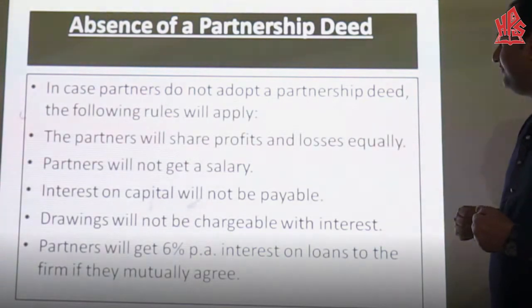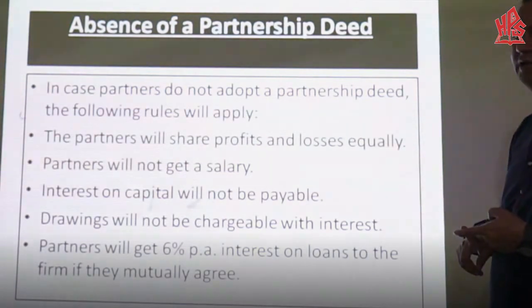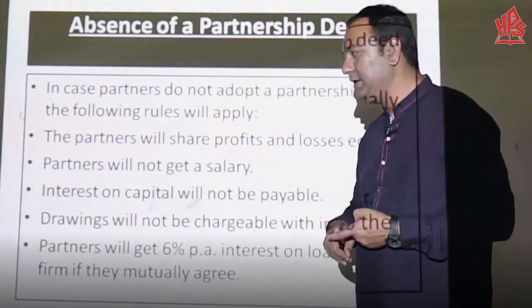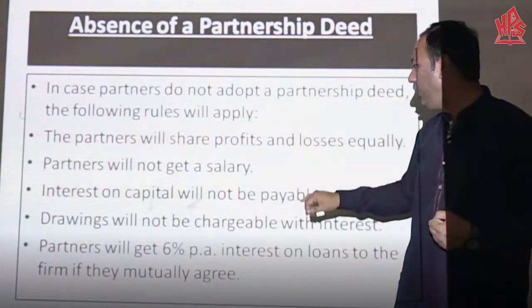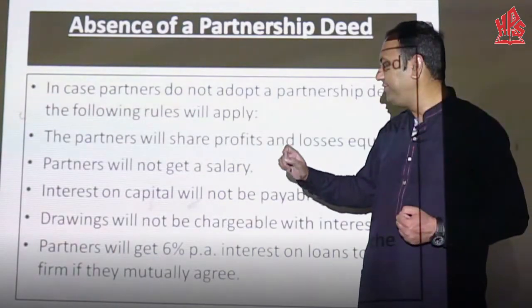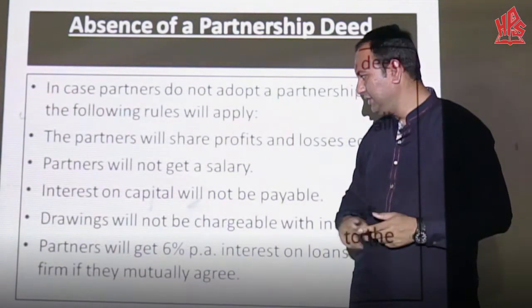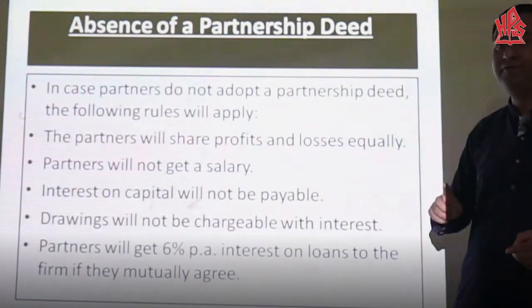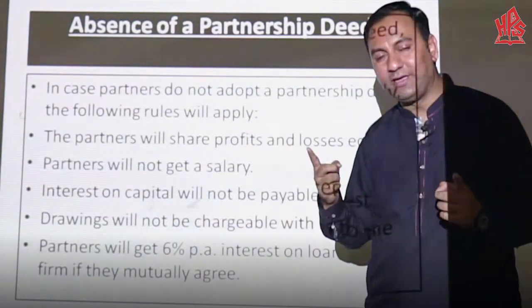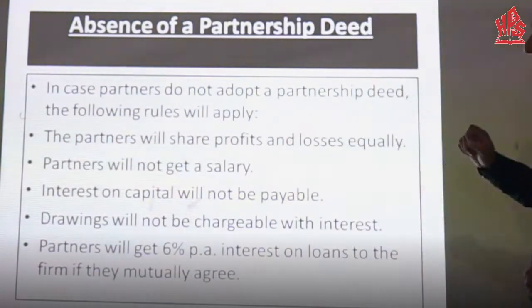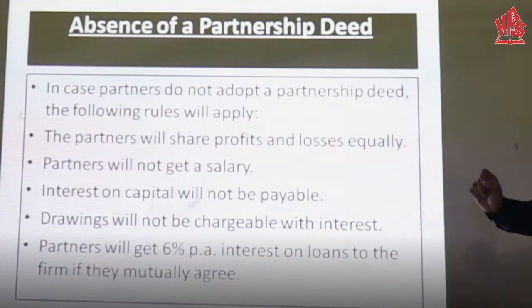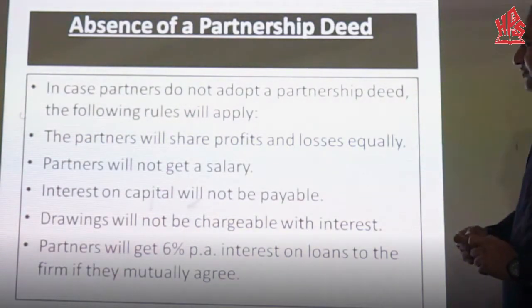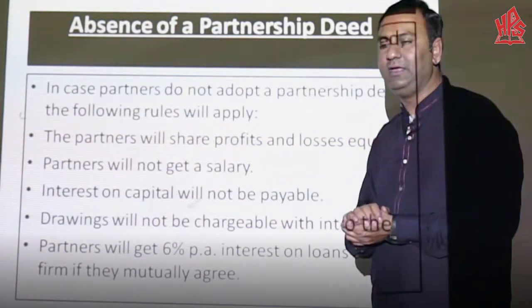Interest on capital will not be payable. If it was not decided before making the partnership agreement, then interest will not be payable. Partners will not get a salary. Drawings will not be chargeable with interest if it was not decided before making the partnership. But a partner will get 6% per annum interest on a loan to the firm if they mutually agree.